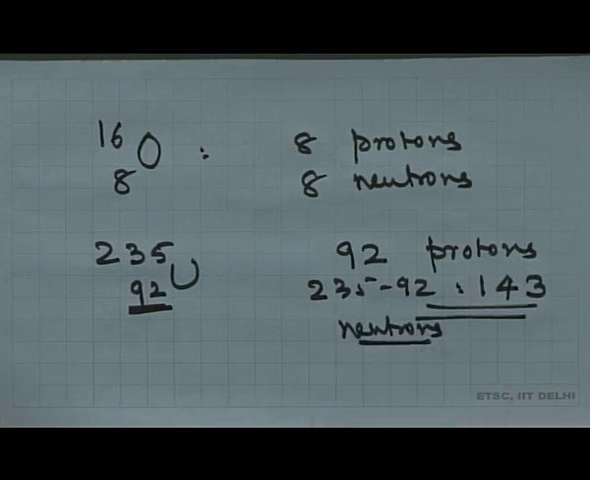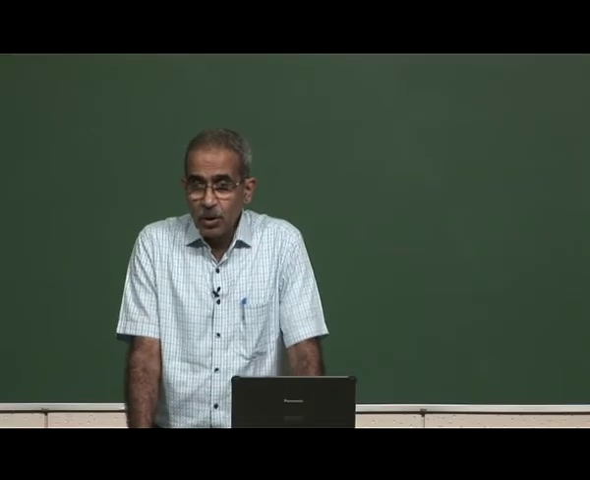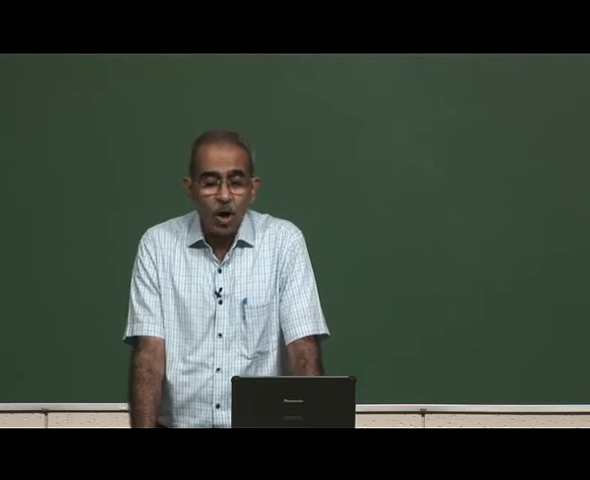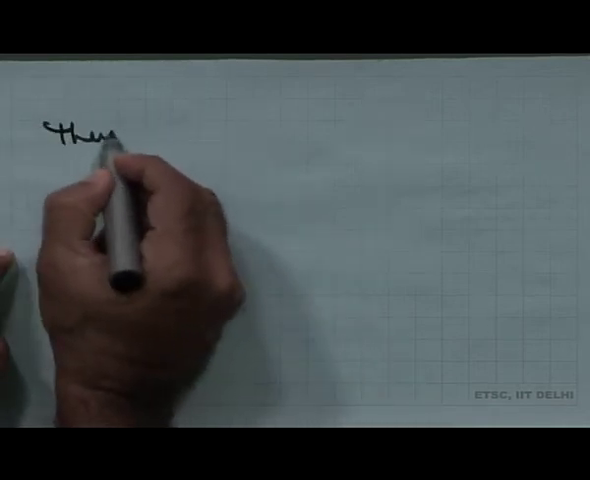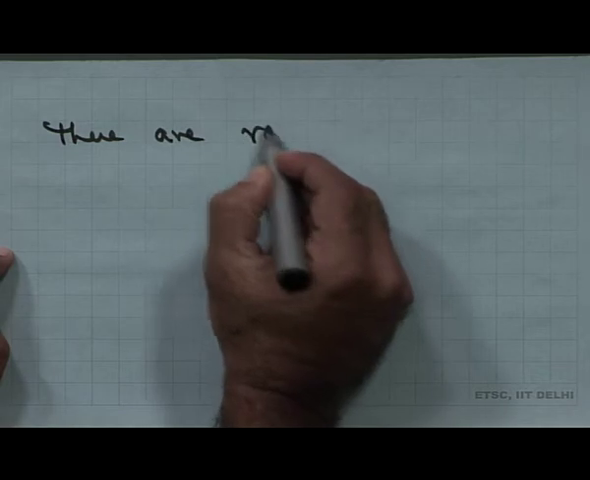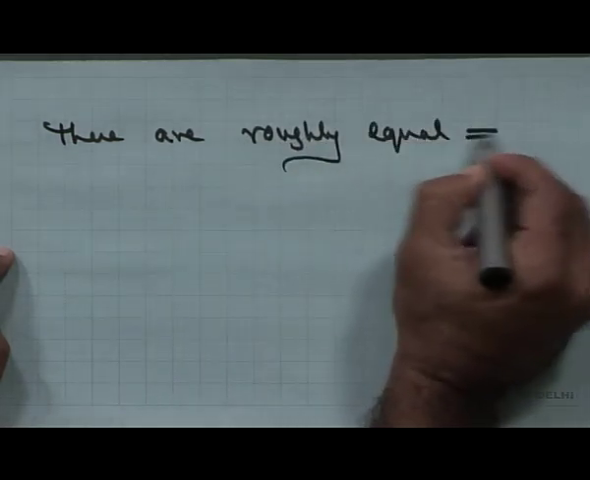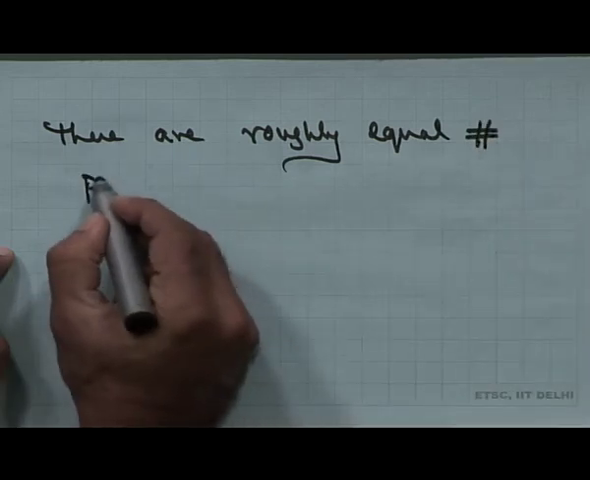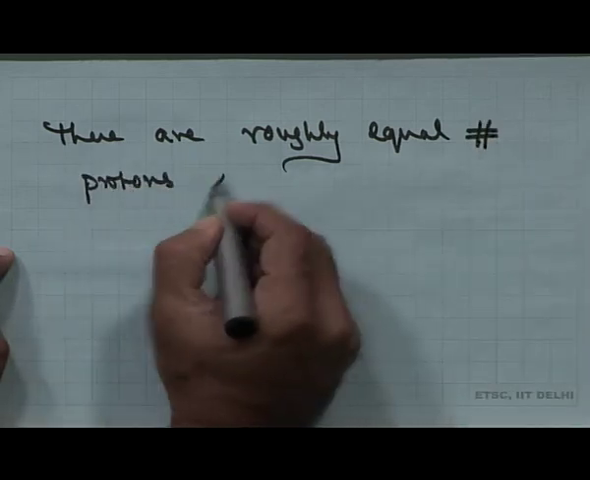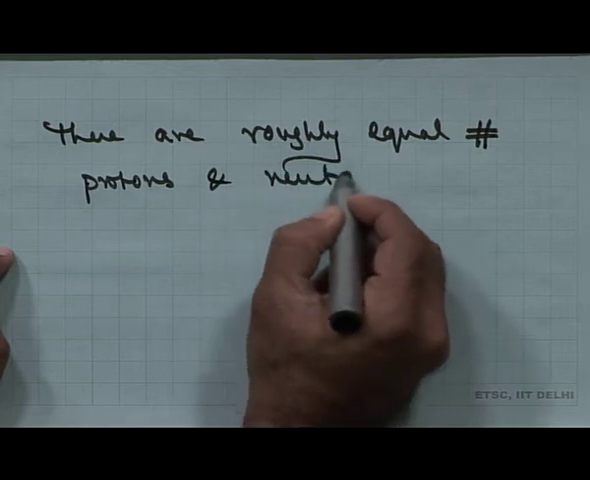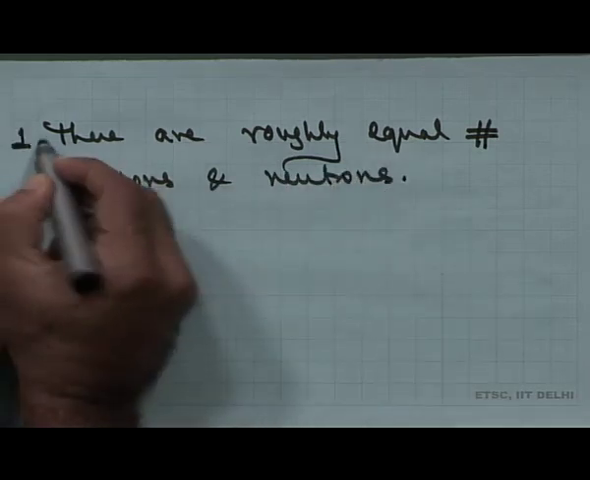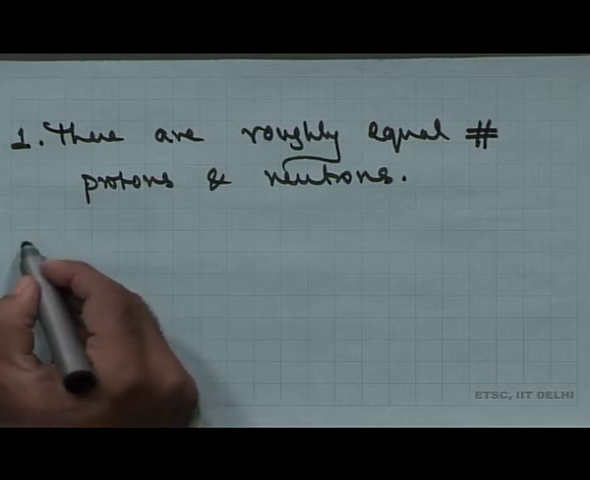So what I would do is to invite you to look up the periodic table, look at the data of how A and Z are distributed, and you will find the following things. There are roughly equal numbers of protons and neutrons. Number one, that is something that you should look at.